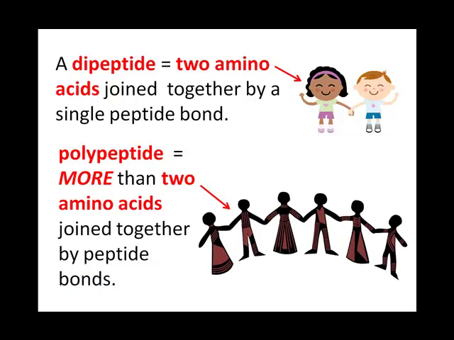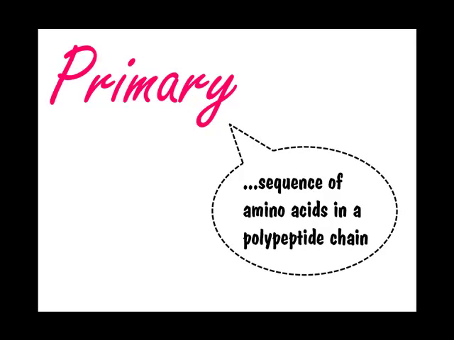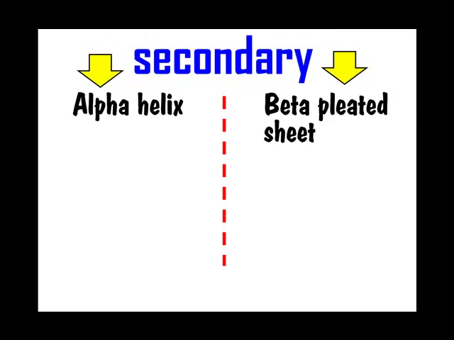Well, that's simple enough. What about the structures of proteins? Primary, secondary? Tertiary and quaternary? Yeah. The primary structure is the sequence of amino acids in a polypeptide chain. The secondary structure comes in 2 common structures. The alpha helix and the beta pleated sheet.